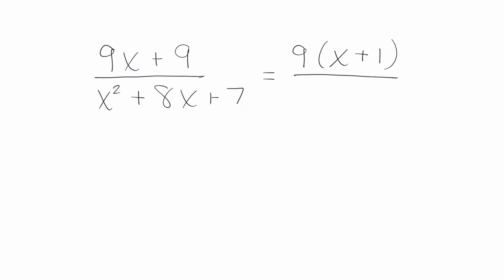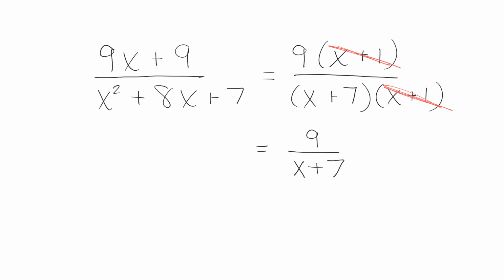All right, in the denominator, we do have a trinomial here. We don't have a common factor, so we're going to ask ourselves what two numbers multiply to 7 and add to 8. And that's going to be 7 and 1. So x plus 7 times x plus 1. Again, do we have a bracket that appears in the top and the bottom? We do, x plus 1. So we'll cancel that out. All that's left is 9 over x plus 7. Simplified, and we're done.